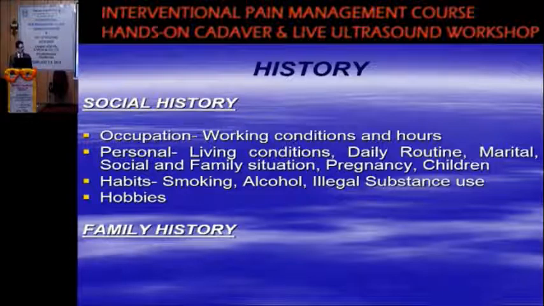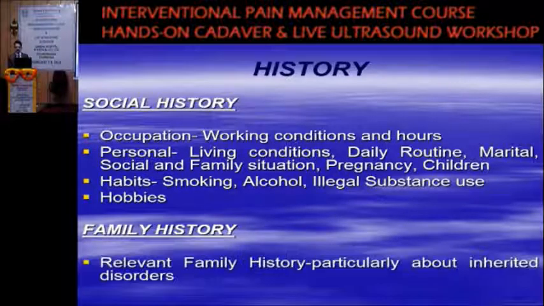And family history, guys. Family history is so important, particularly about inherited disorders. Rheumatoid arthritis, you've got to take a family history. There's got to be some history in the family about rheumatoid arthritis. Ankylosing spondylitis, any autoimmune disorders, all of that matters when you ask for family history.